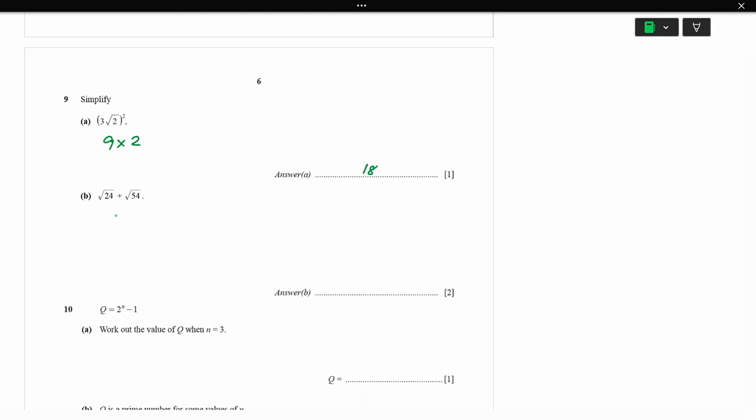Next one: square root of 24 plus square root of 54. We just need to simplify. Square root of 24 we can write as square root of 4 times 6, plus this 54 we can write as square root of 9 times 6. So here square root of 4 is going to be 2, so 2 root 6, plus here square root of 9 is going to be 3 root 6. So 2 plus 3, both the square roots are the same, so 2 plus 3 is 5 root 6. That's the answer, 5 square root of 6.